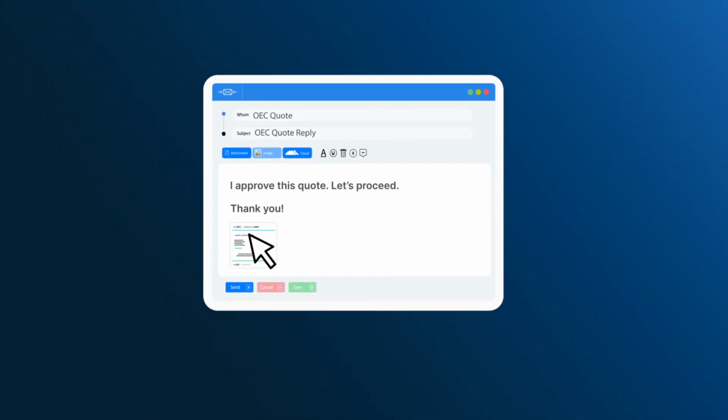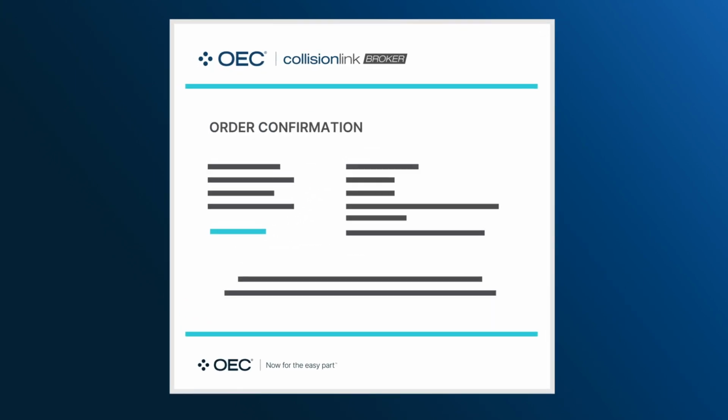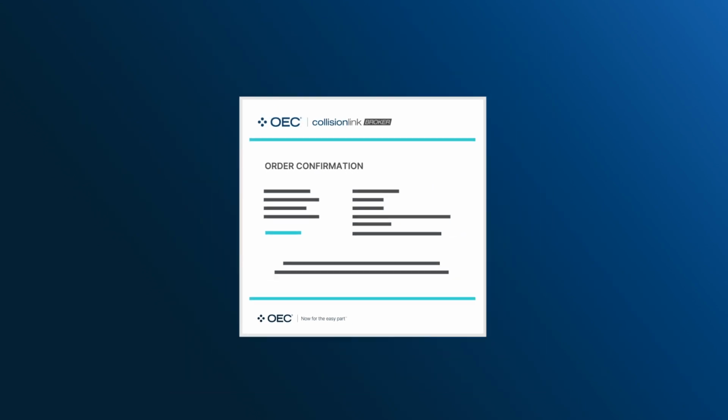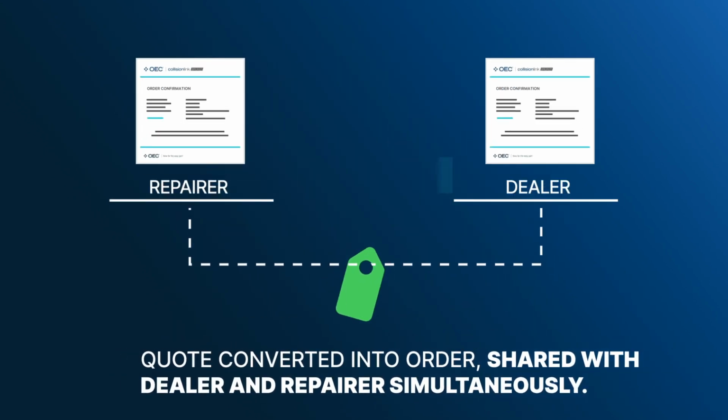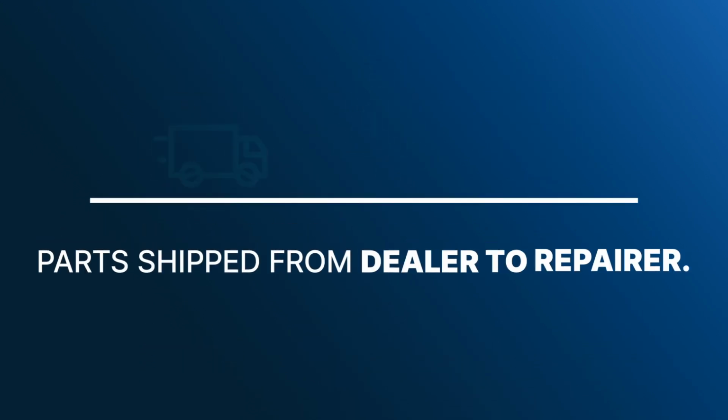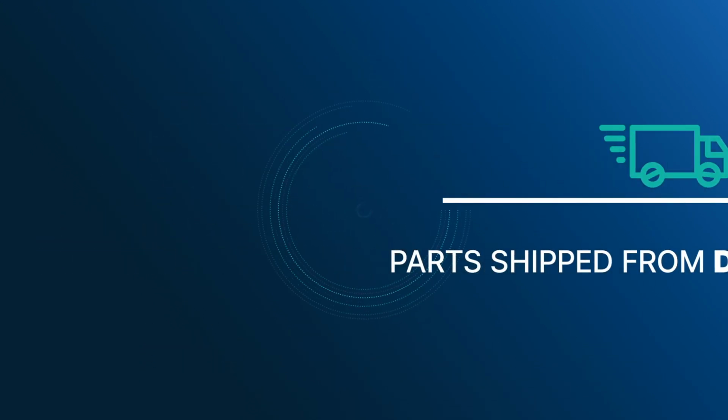Step 3. Once OEC receives order confirmation from the repairer, OEC converts the quote into an order. This order is sent to both the repairer and the dealer at the agreed CollisionLink Broker pricing. Step 4. The dealer provides the ordered parts to the repairer.